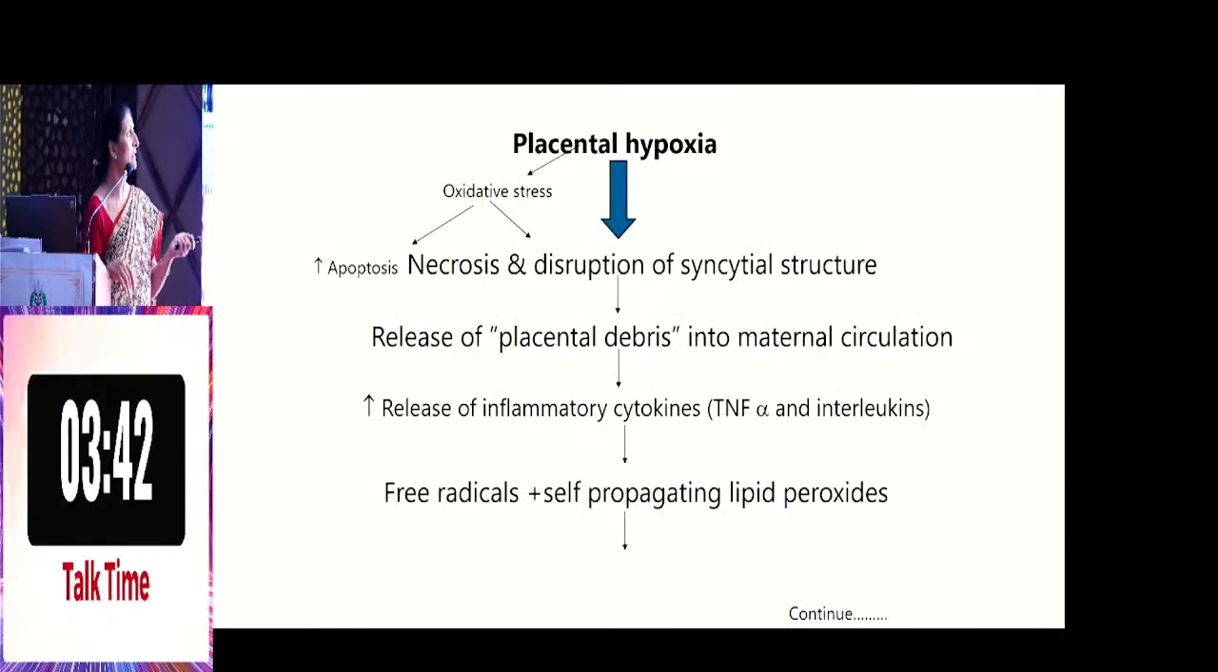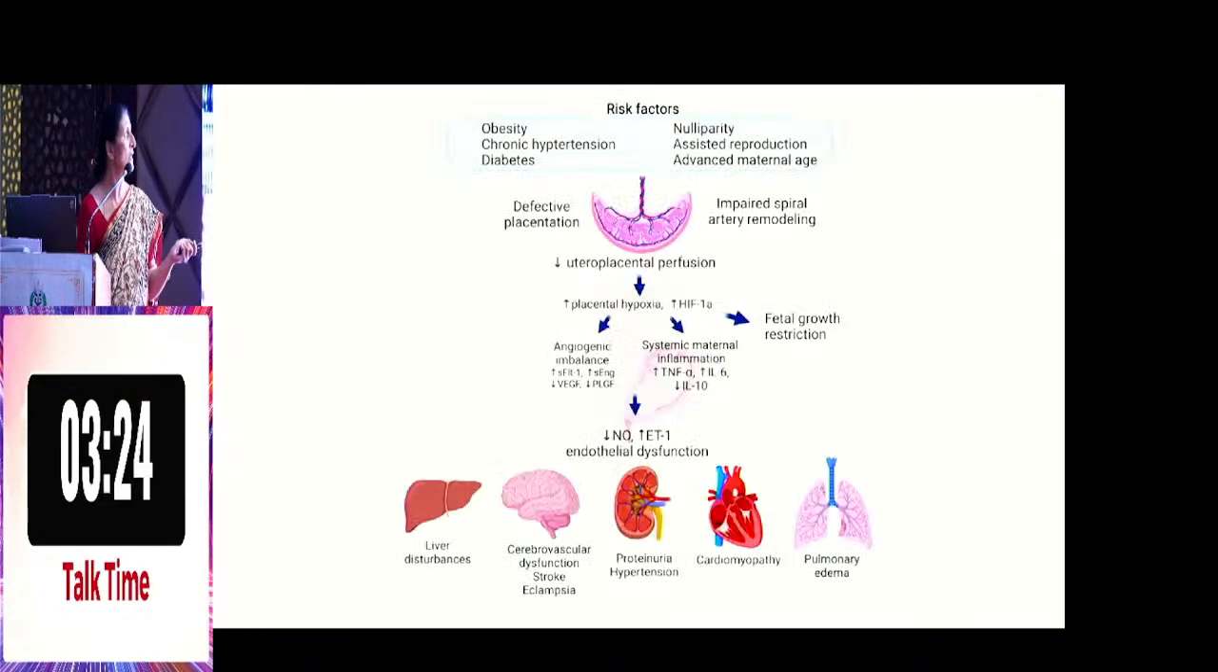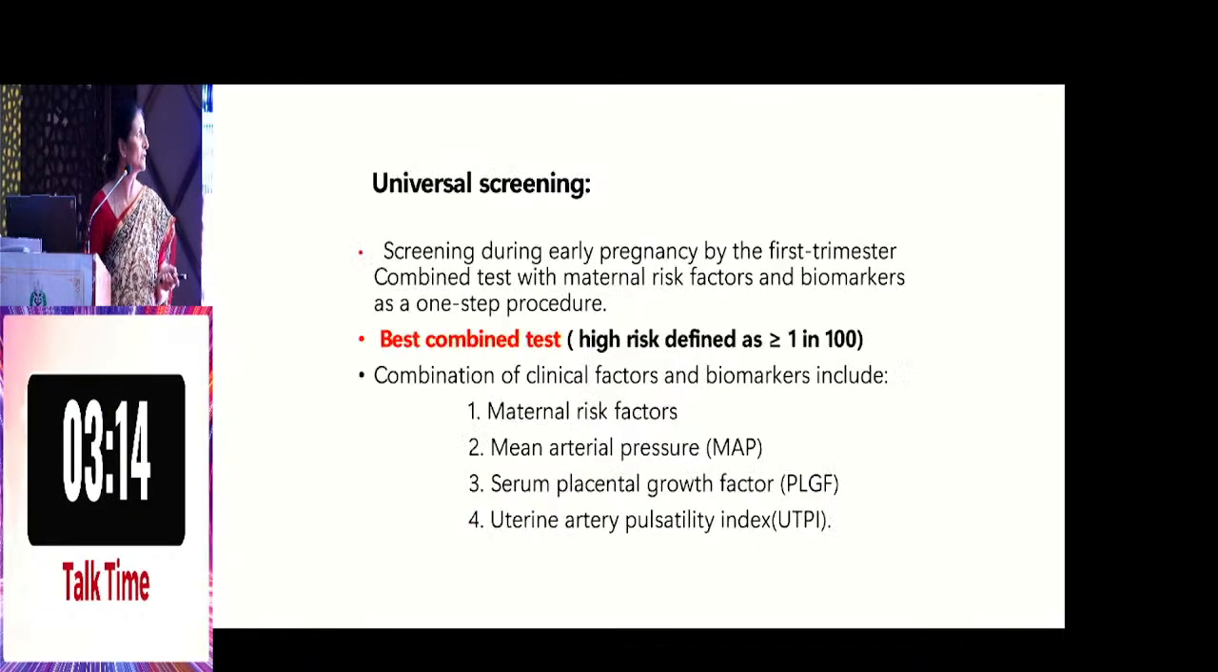What is happening? Because of the placental hypoxia, there is necrosis and disruption of the syncytial structure, less amount of blood entering. Then release of placental debris, release of inflammatory cytokines, free radicals and self-propagating lipid peroxides. So ultimately resulting in systemic inflammatory response, and thus all these risk factors culminating into liver, cerebral, because there is endothelial dysfunction in every organ, there is dysfunction resulting in multi-organ failures.